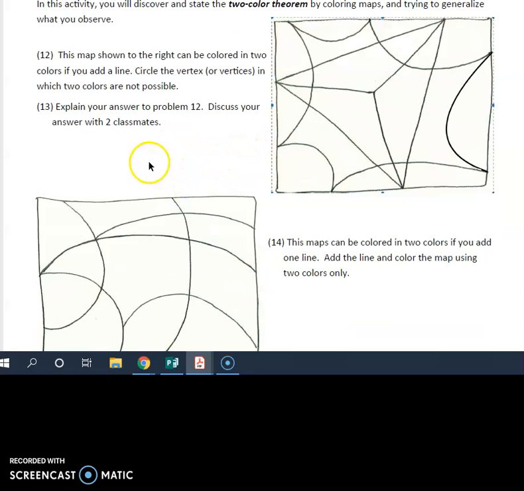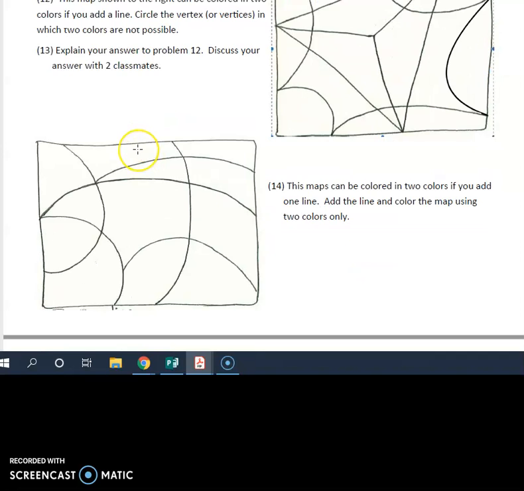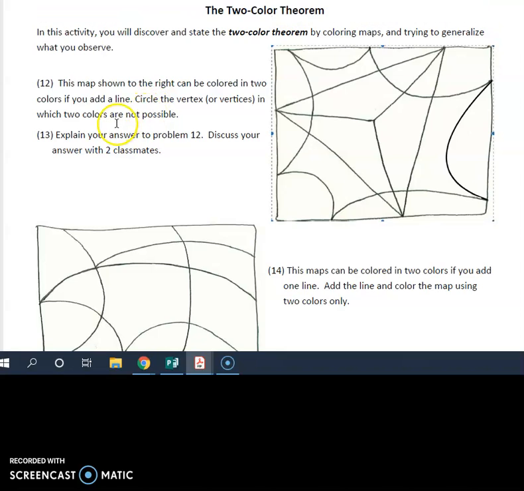So I'm starting off with problems that involve an almost perfect design. And what I'm asking you to do in here is, can you figure out how to finish this problem off? Because currently, this problem can't be done with just two colors. And it's saying in here that we need to add a line to be able to finish it off.